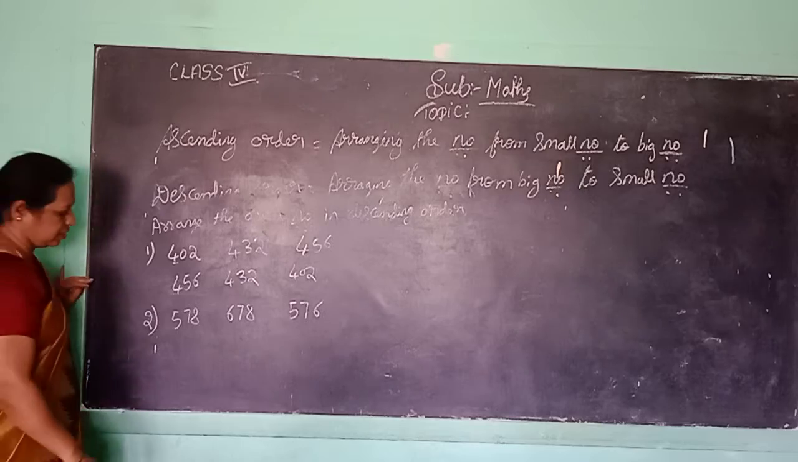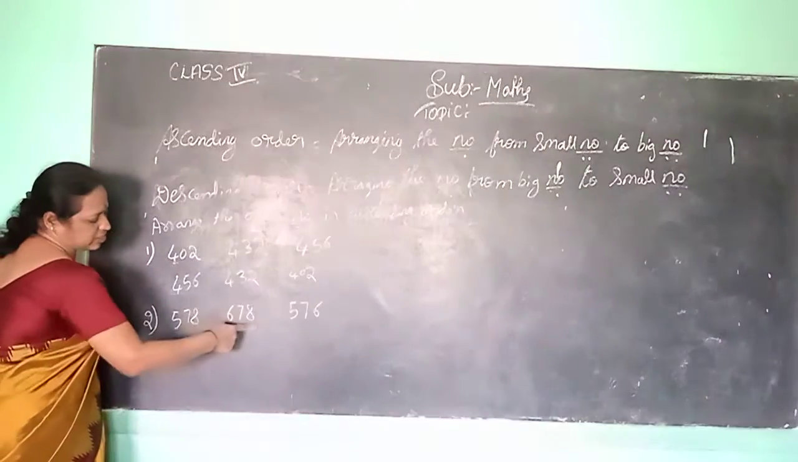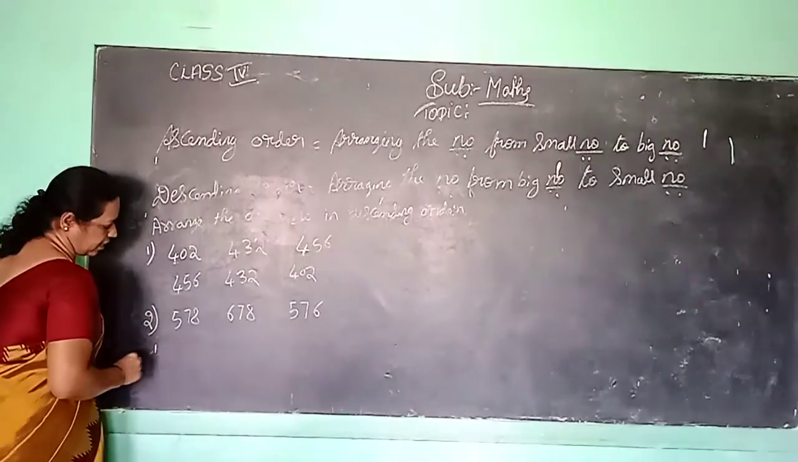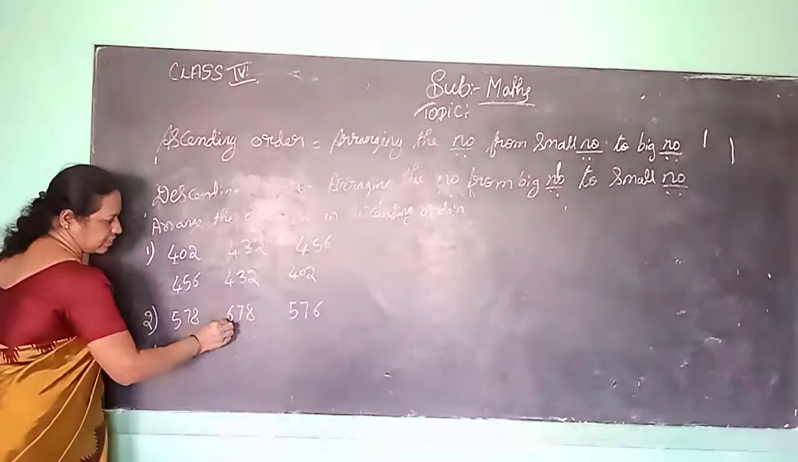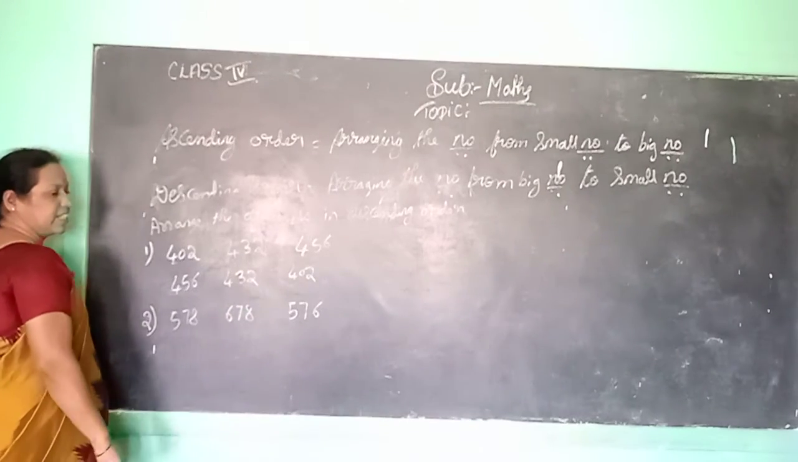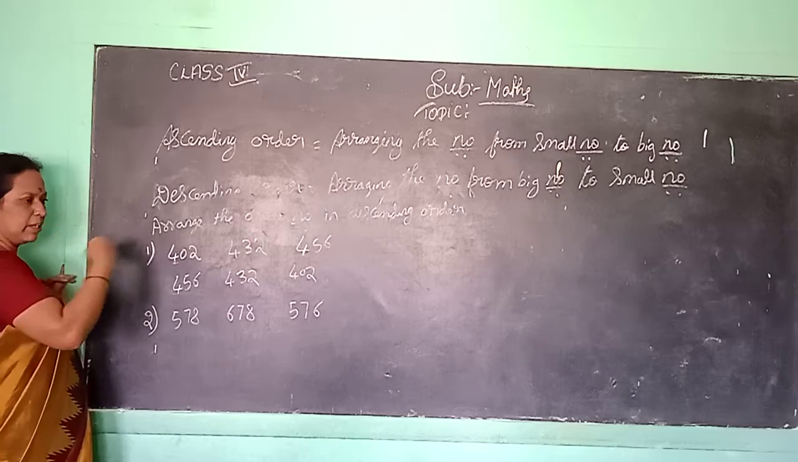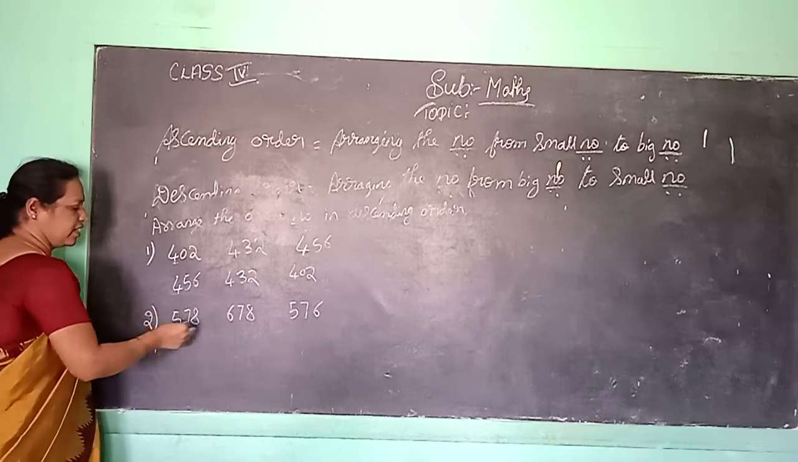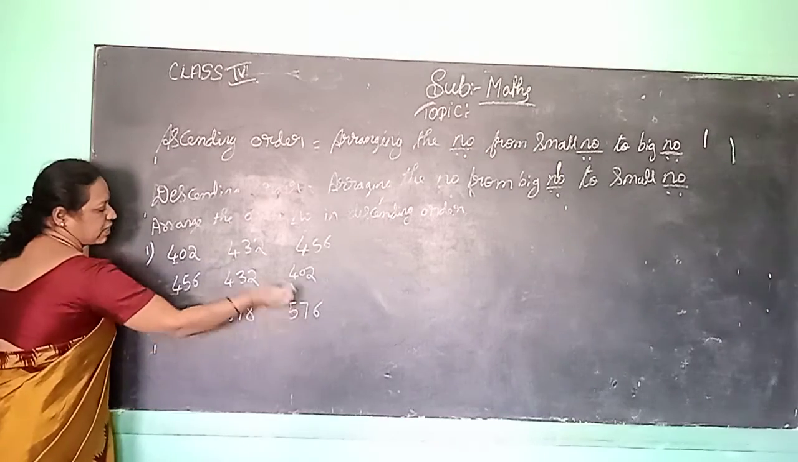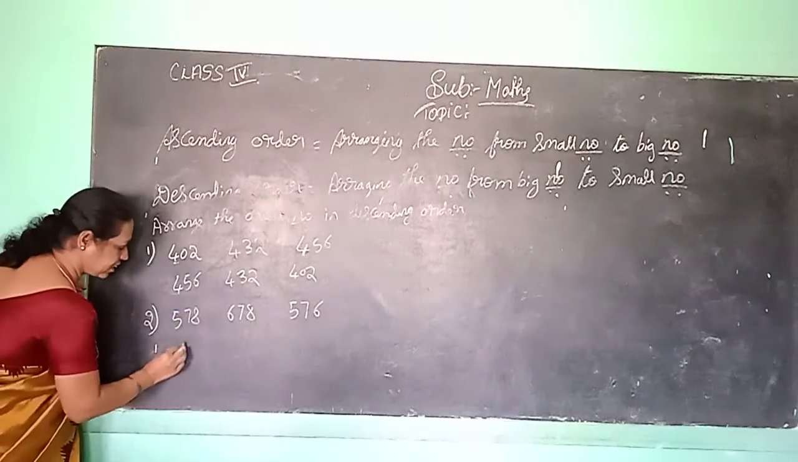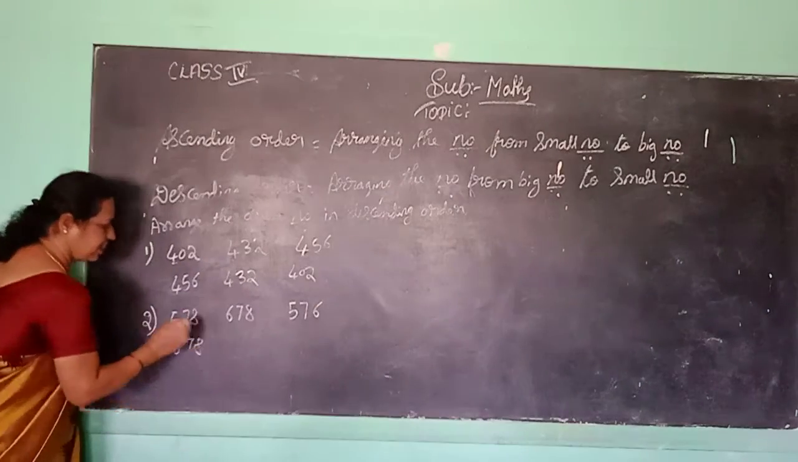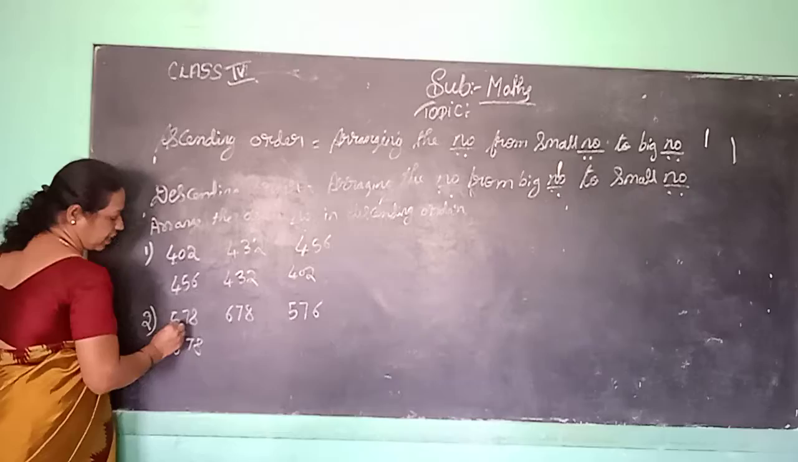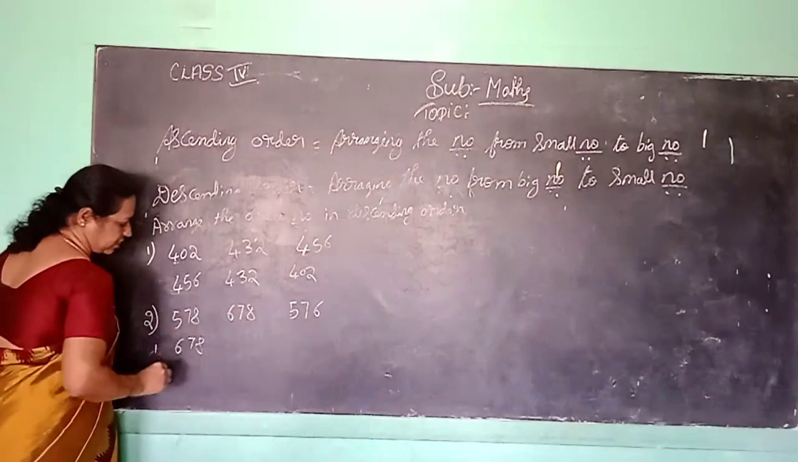Okay children, see the numbers, all are three digits only. So first see the hundreds: 500, 600, 500. Which is greater? Descending order, big number to small number. 600 is greater, so write 678. So next is 578 and 576.